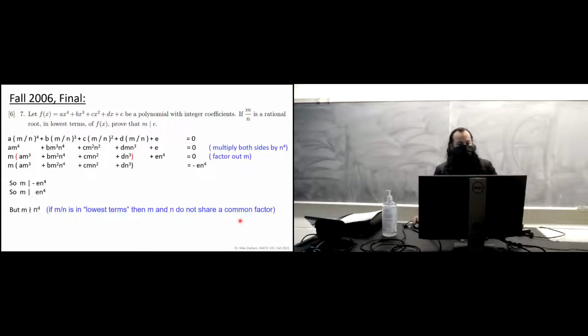Okay. But now, m divides en to the 4, and m does not divide n to the 4. Does that mean that m divides e?